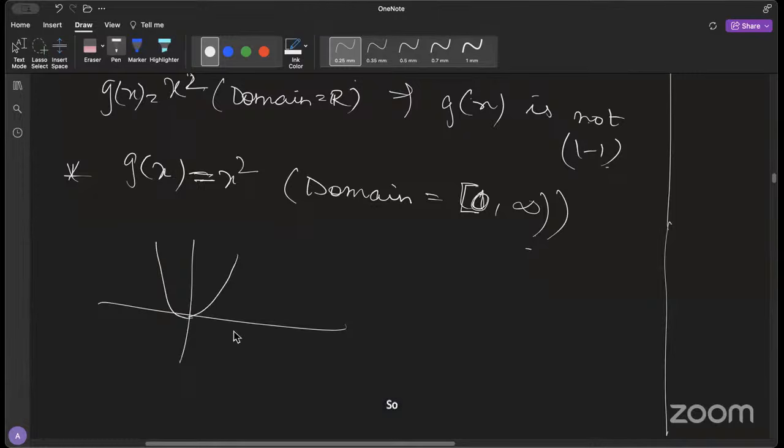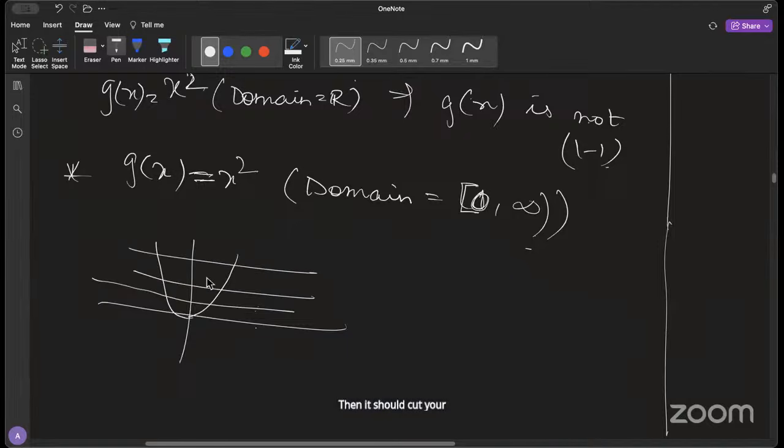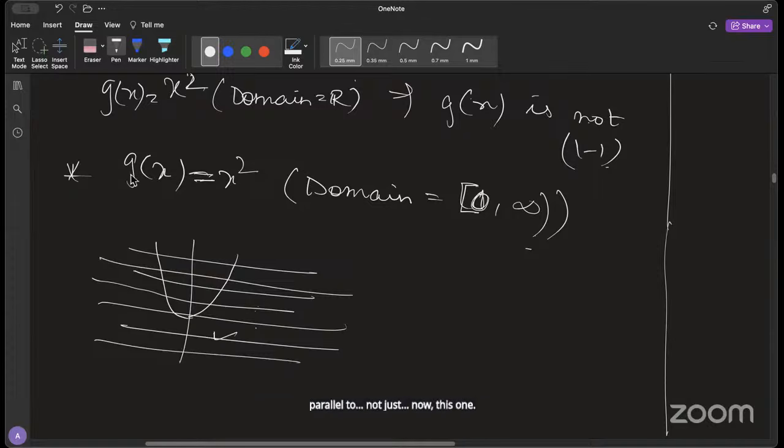So we only have to make sure that if I draw a horizontal line parallel to the x-axis, then it should cut your graph only at one point. Any horizontal line parallel to the x-axis. Now this one is obeying the rule, but these ones are not obeying that rule, right? Any line parallel to the x-axis should cut your graph only at one point. That's when I say that it's a 1-1 function.